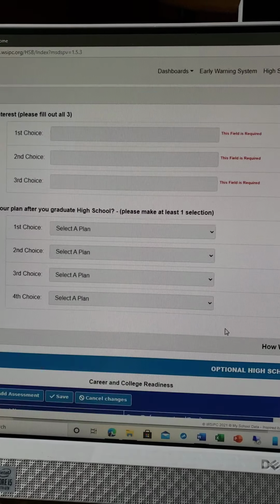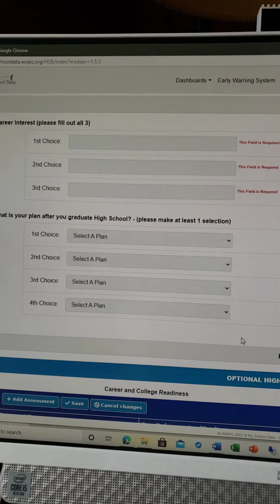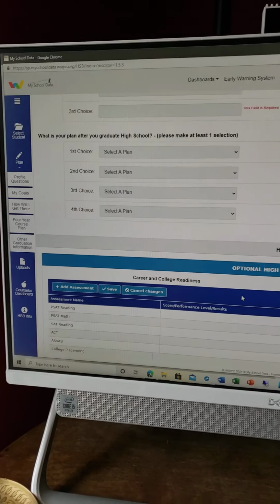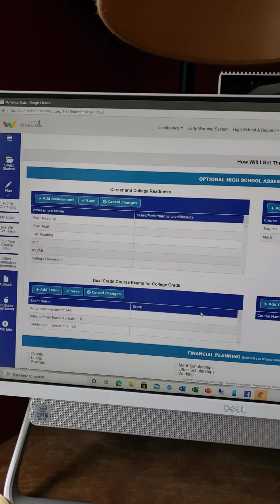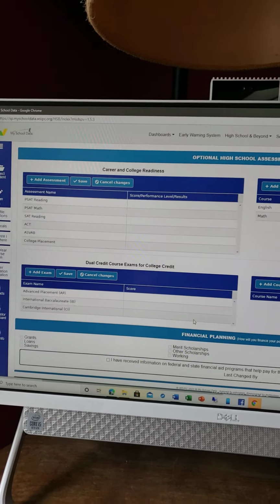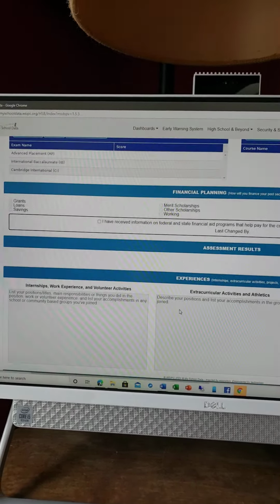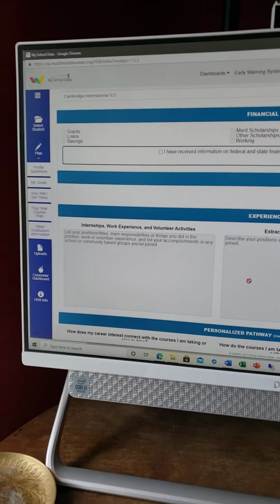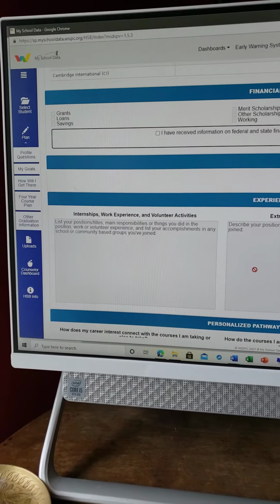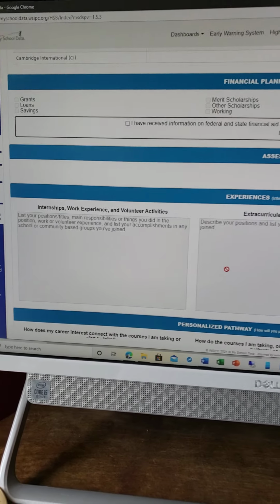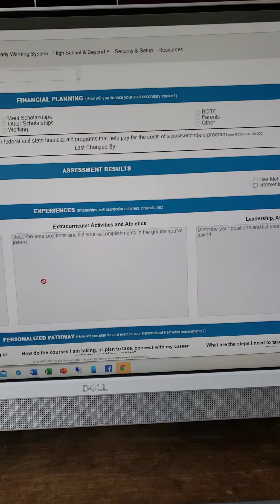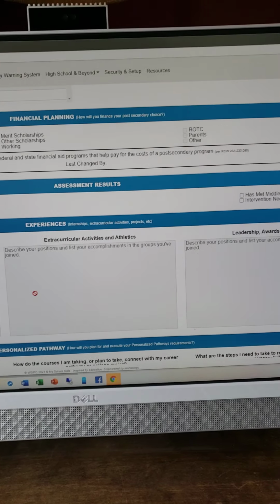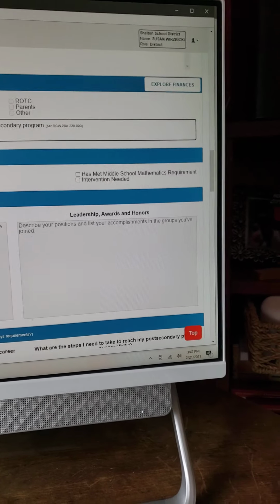When you cruise through the rest of My School Data, just to give you a little perspective, it'll have a place where you'd write down some of your career college readiness work. This happens a little bit later on. You'll have some dual credit stuff. This will get later on. This is really important. Start to put down anything that you've done already that includes internships or work experience. Maybe you've been volunteering a lot during the pandemic. Extracurriculars, activities, and awards. It could even be things that people say about you.